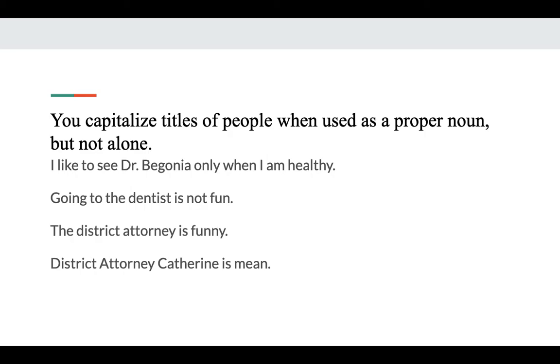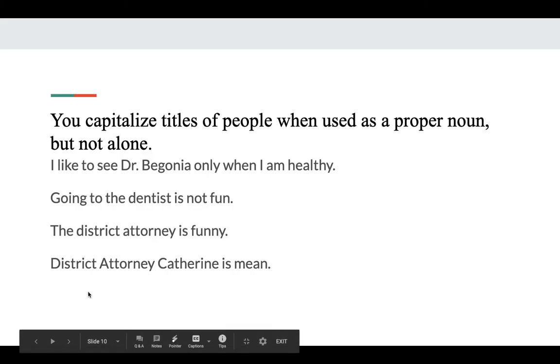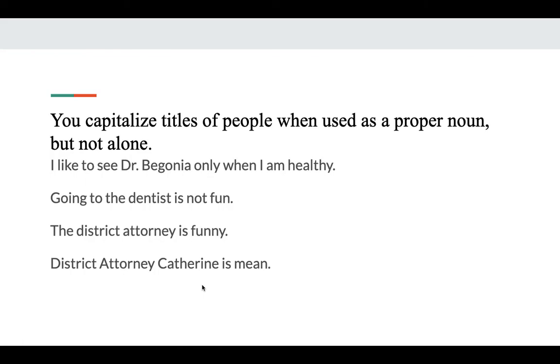This is another tricky one. You capitalize the titles of people when they're used as a proper noun, but not alone. Okay, so Dr. Begonia, this is a specific doctor, which is why it's capitalized. If you say, I like seeing the doctor, not capitalized. Same with this. Dentist, general. The district attorney, general. But district attorney can act as a title, like doctor is a title, and her name is behind it. So District Attorney Catherine is me. That's why it's capitalized, because it's a specific district attorney. So usually when you need to know if you capitalize something, you just ask yourself, is it specific or general?